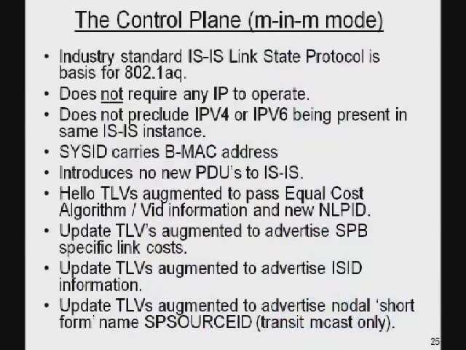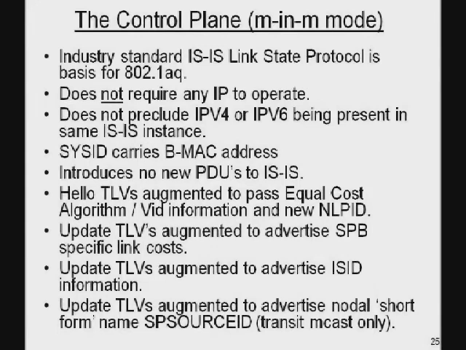So the control plane. What happens with the control plane? Well, as I said, it's an ISIS link state protocol as the basis for 802.1AQ. Nice thing about this is we don't need IP to operate. ISIS can operate strictly layer 2 without IP. That doesn't preclude the use of IPv4 or v6 in parallel with AQ in the same ISIS instance. It's just not mandated or discussed in the standard.